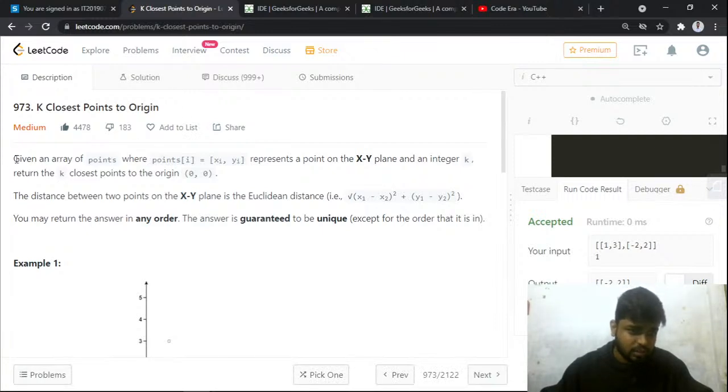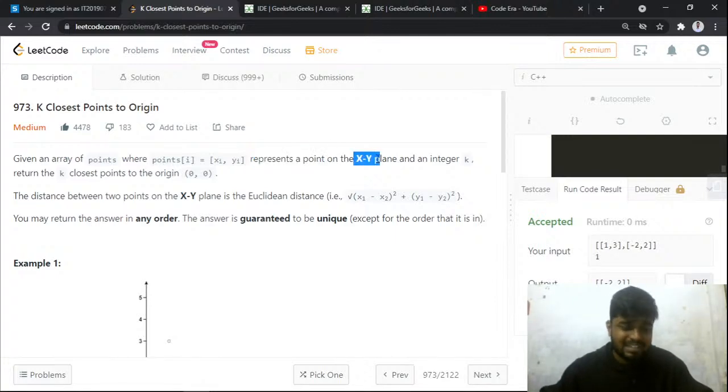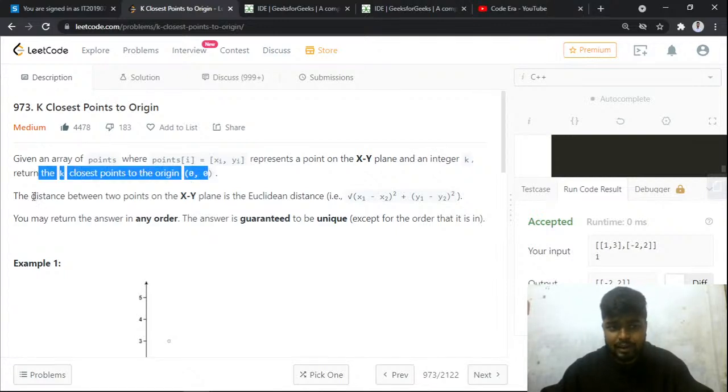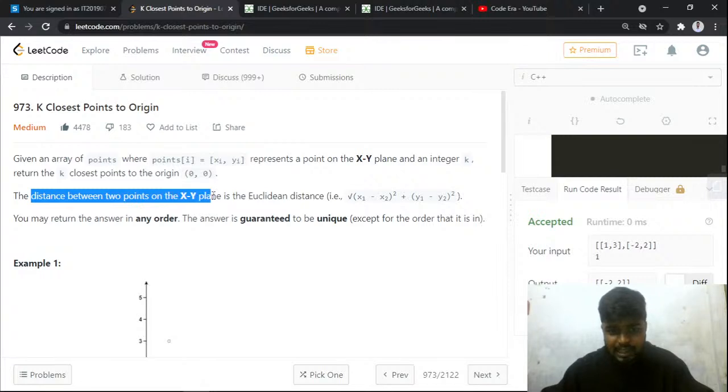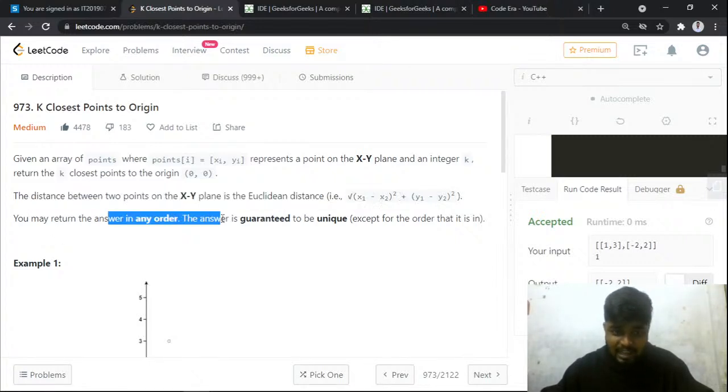This problem says that you have been given an array of points, where each point is xi and yi, and this point represents a point on the XY plane, that is the graph. You have also been given an integer k, and you have to return the k closest points to the origin. The distance between 2 points on the plane is the Euclidean distance, that is the square root of x1 square plus y1 square. You may return the answer in any order.